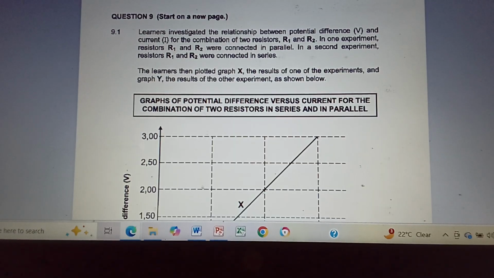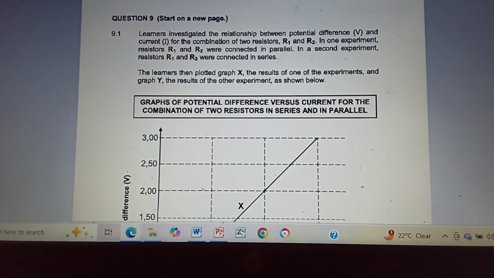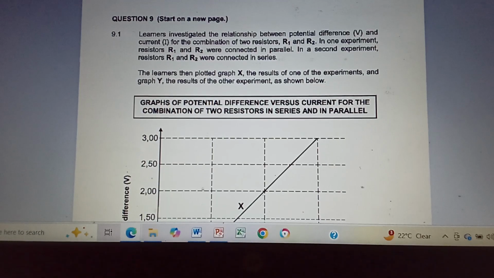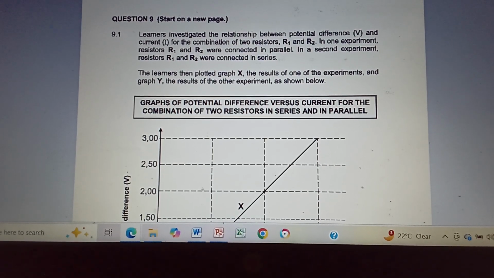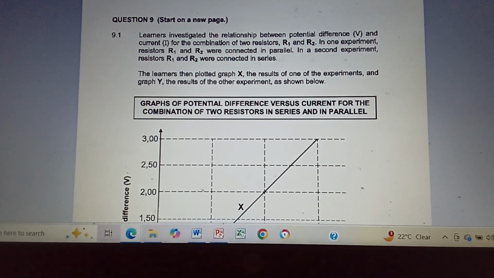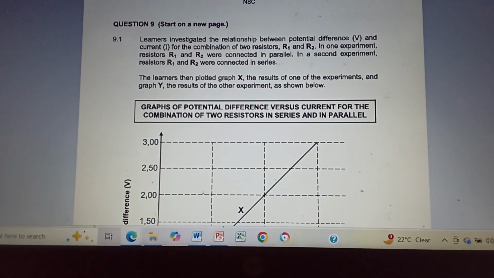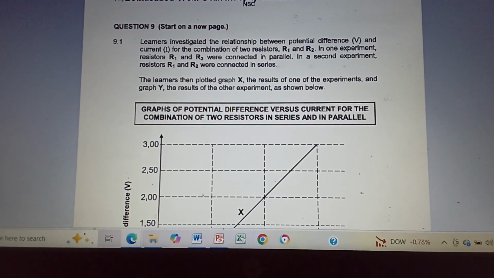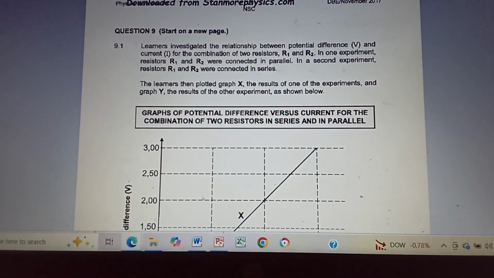Learners investigated the relationship between potential difference V and current I for the combination of two resistors R1 and R2. In one experiment, resistors R1 and R2 were connected in parallel. In a second experiment, resistors R1 and R2 were connected in series. The learners then plotted graph X for the results of one of the experiments and graph Y for the results of the other experiment, as shown below.